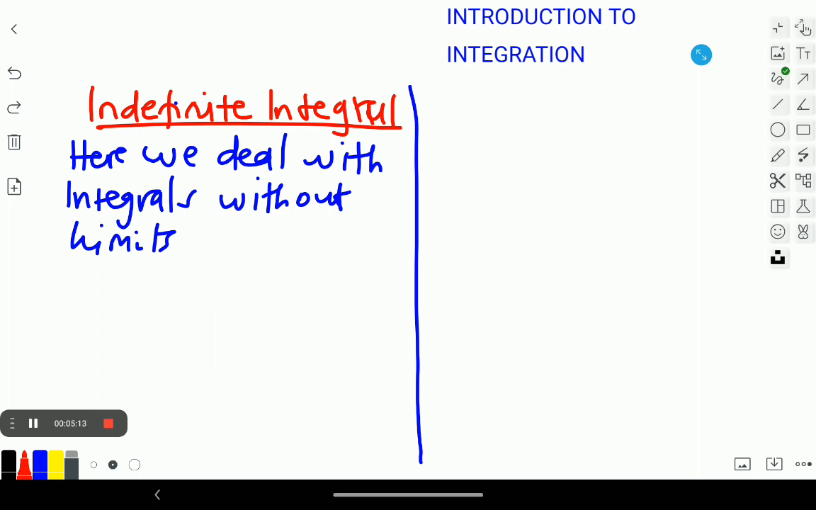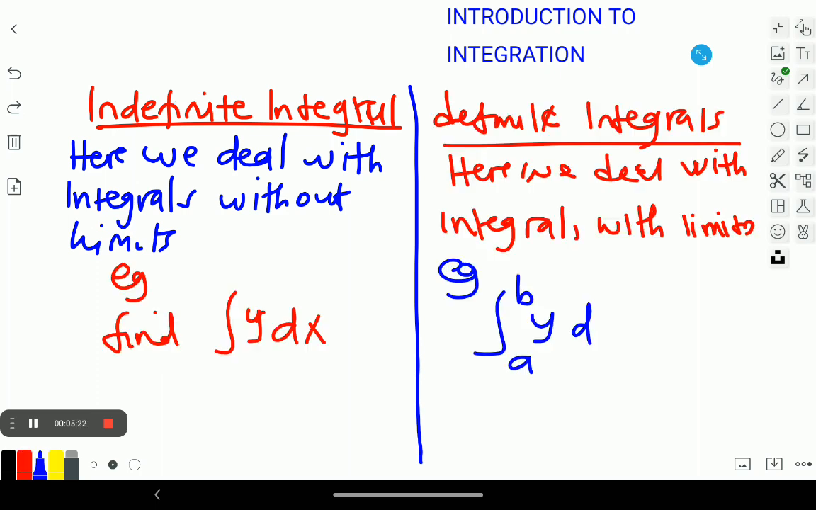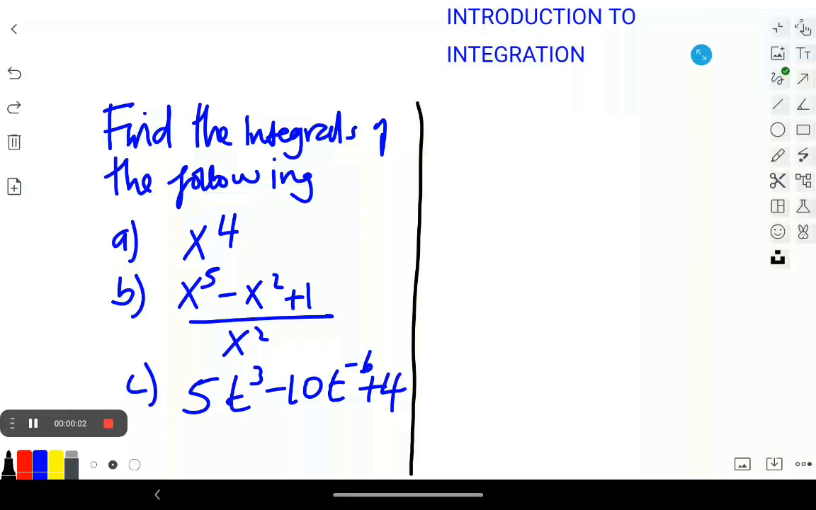Then we shall also have a look at what we call definite integrals. Let us also have its definition. Under definite integrals, we look at integrals with limits, that is from a to b with respect to x. That is the integral from a to b of y dx. Let us go directly to the examples. In this video we have already looked at the formula for integration, so here we just need to apply it.